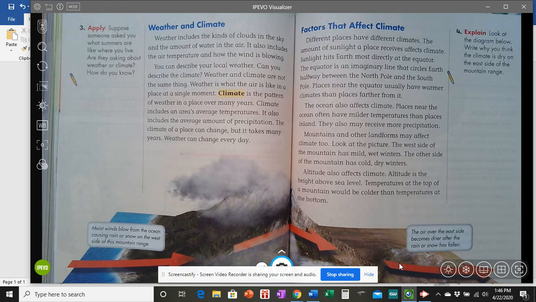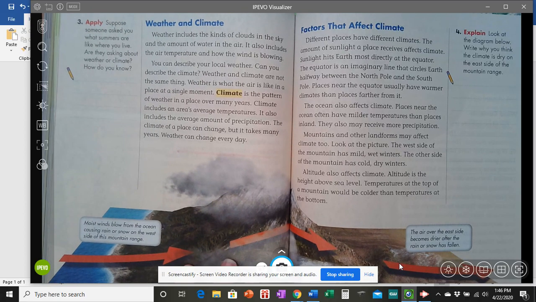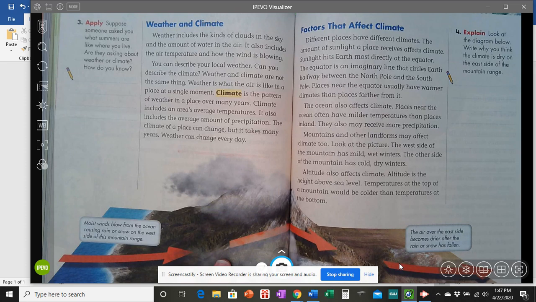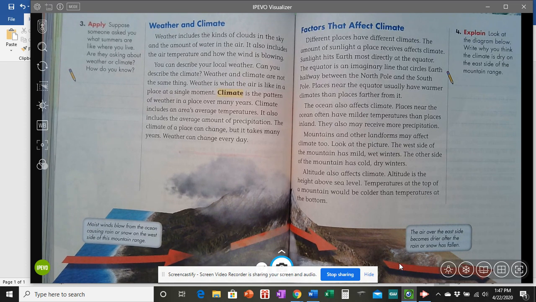Weather and climate. Weather includes the kind of clouds in the sky and the amount of water in the air. It also includes the air temperature and how the wind is blowing. You can describe your local weather. Can you describe the climate? Weather and climate are not the same thing. Weather is what the air is like in a place at a single moment. Climate is the pattern of weather in a place over many years.